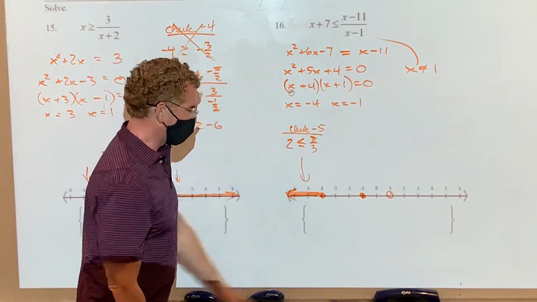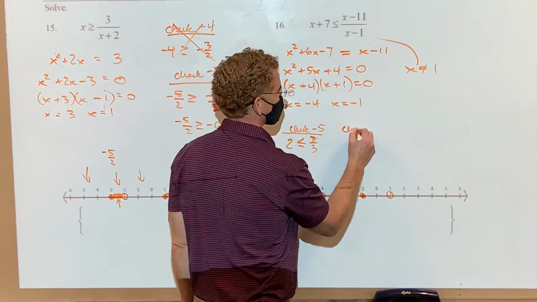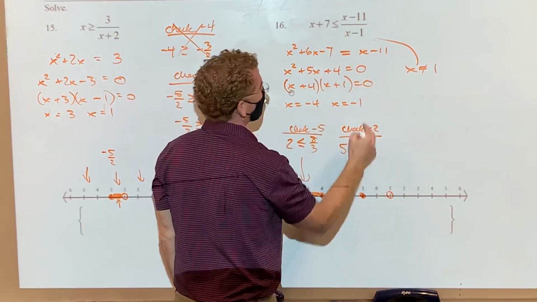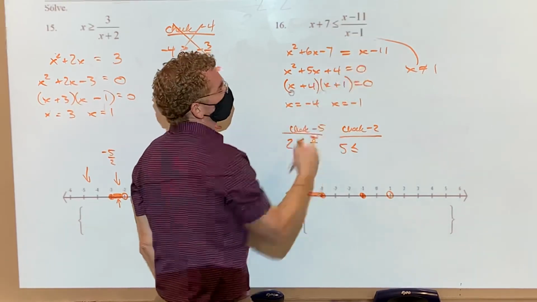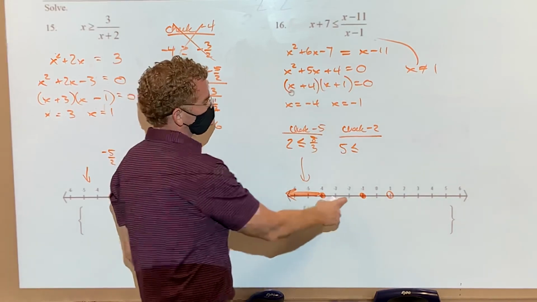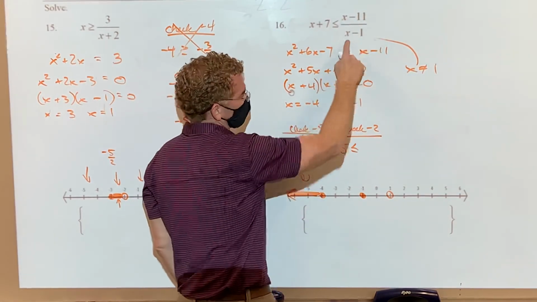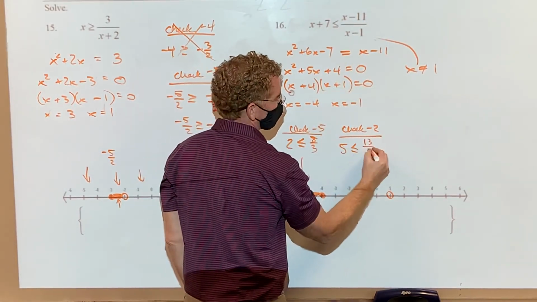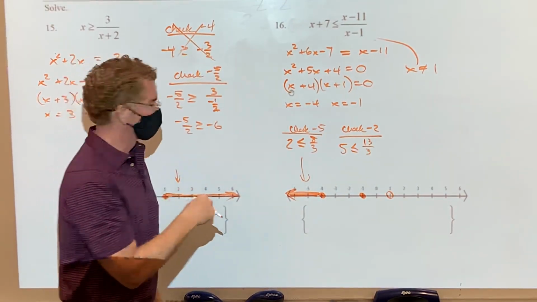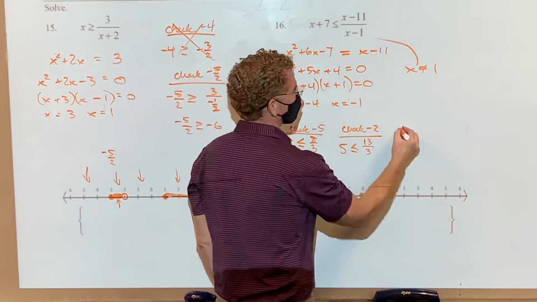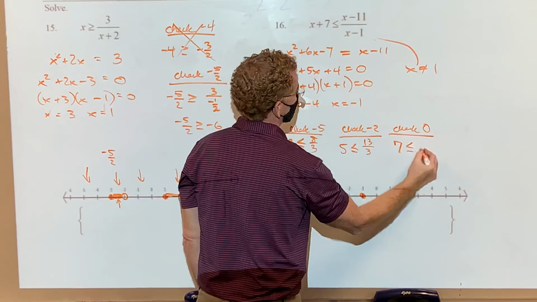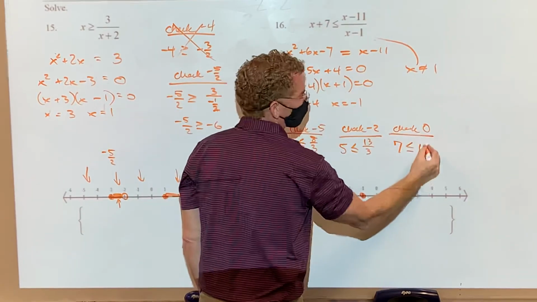All right, and then check something like negative 2, and I get positive 5 on the left, and negative 13 over negative 3, which is 13 thirds, which is about 4-ish. Is 4-ish bigger than 5-ish? No, so don't shade. Checking 0. Super easy. 7 less than or equal to negative 11 over negative 1, which is 11. That's true.